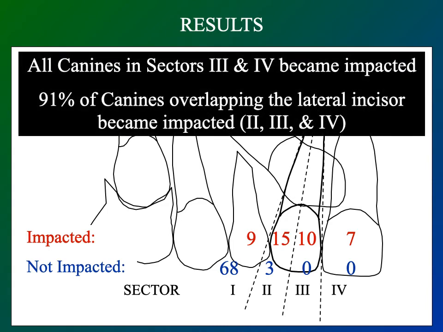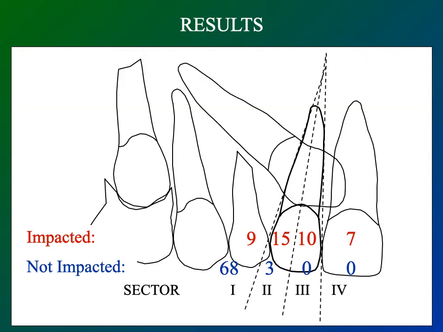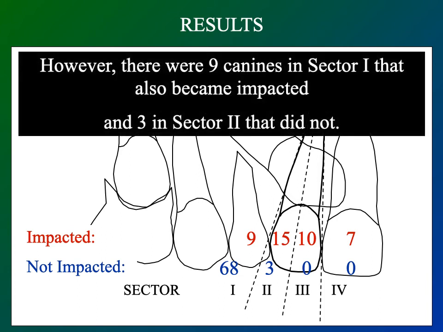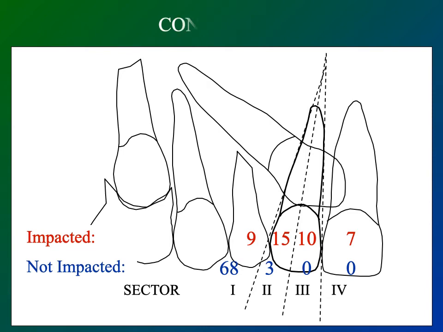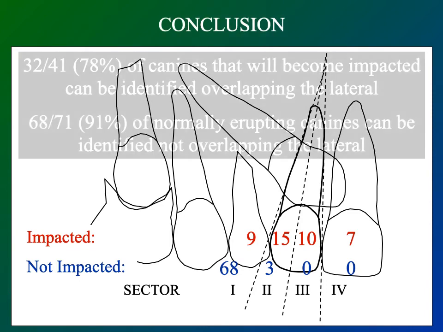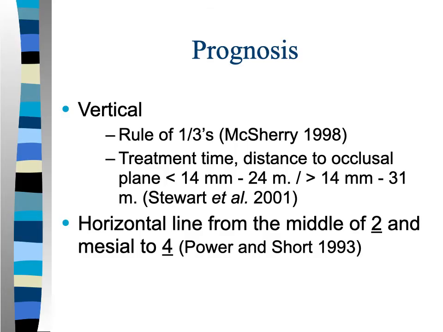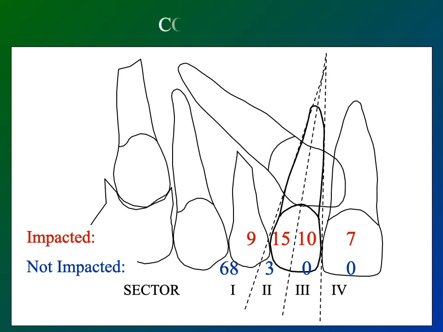So all the canines in sector 3 and 4 became impacted, and 91% of canines overlapping the lateral incisor became impacted. So sectors 2, 3, and 4, 91% were impacted. However, 9 canines in sector 1 also were impacted. So there is an exception to the rule, and 3 in sector 2 were not impacted. So in conclusion, they found, let's go back, I jumped too quickly.